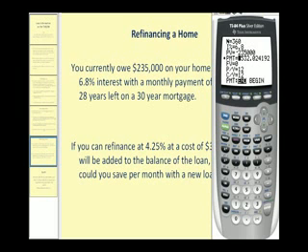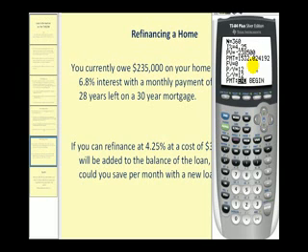Let's go back to the calculator and set this up. So again, we're going to have a 30-year loan, so N is going to be 30 times 12, 360. The new interest rate will be 4.25%. The present value of the loan is going to be $235,000 plus the extra costs of $3,500. So the present value is going to be negative $238,500.